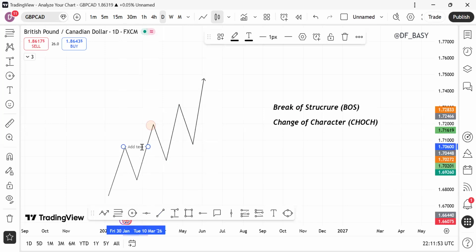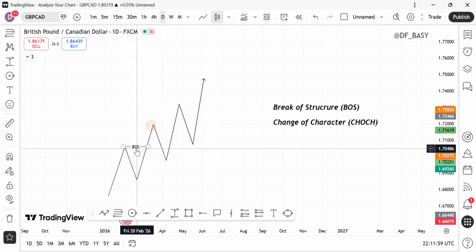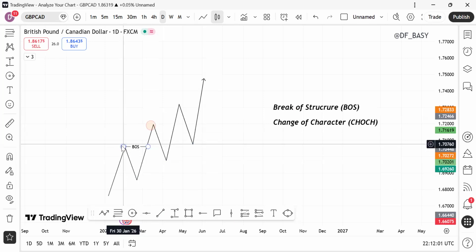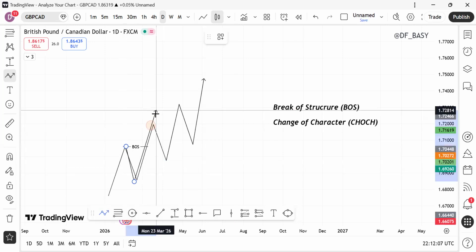So here you see BOS. I don't know if you guys have been seeing people's chat on Twitter. You see BOS. So that's break of structure. Market has broken structure, right? That's broken structure. It took out this guy, came down, break structure to the upside.